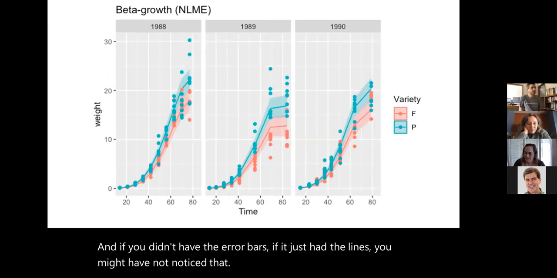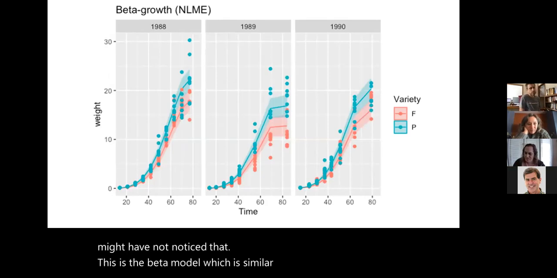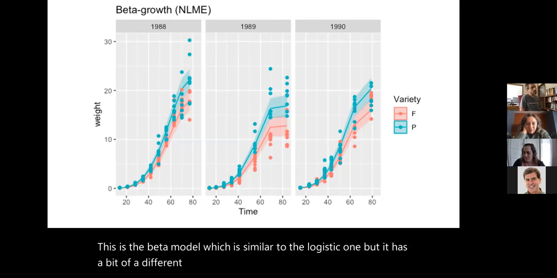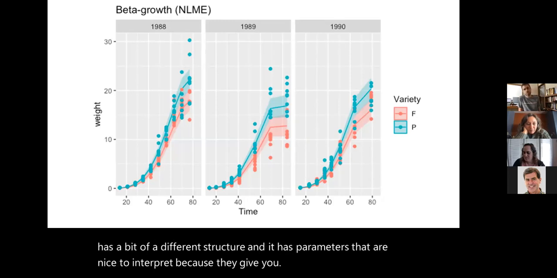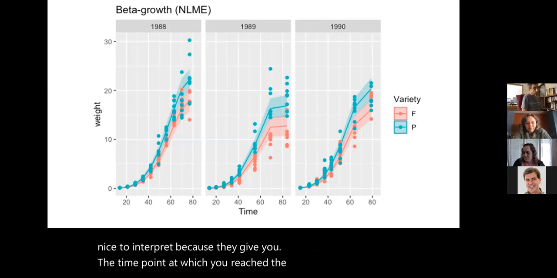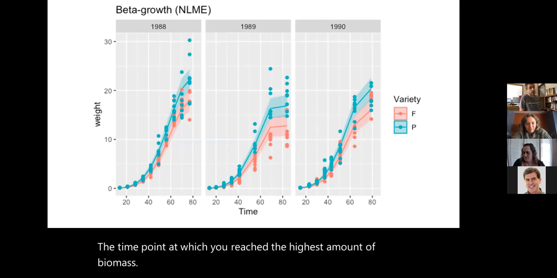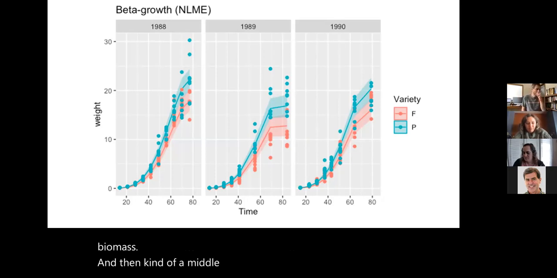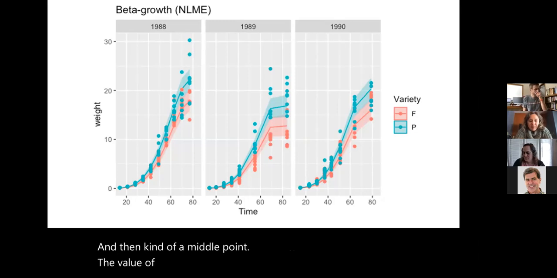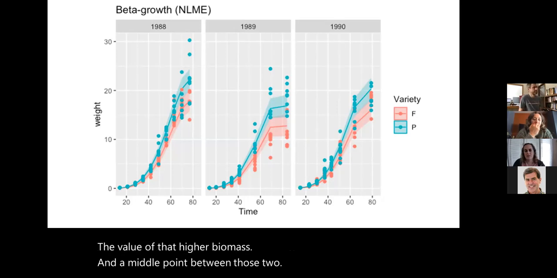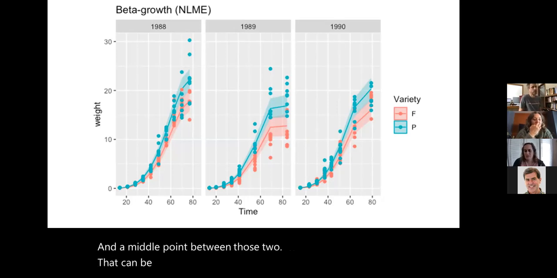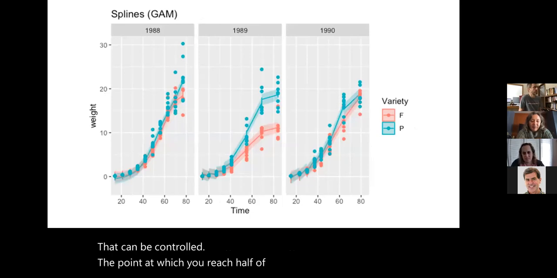This is the beta model, which is similar to the logistic one, but it has a bit of a different structure, and it has parameters that are nice to interpret because they give you the time point at which you reach the highest amount of biomass, the value of that higher biomass, and a middle point between those two that can be controlled. The point at which you reach half of the maximum biomass, in other words.